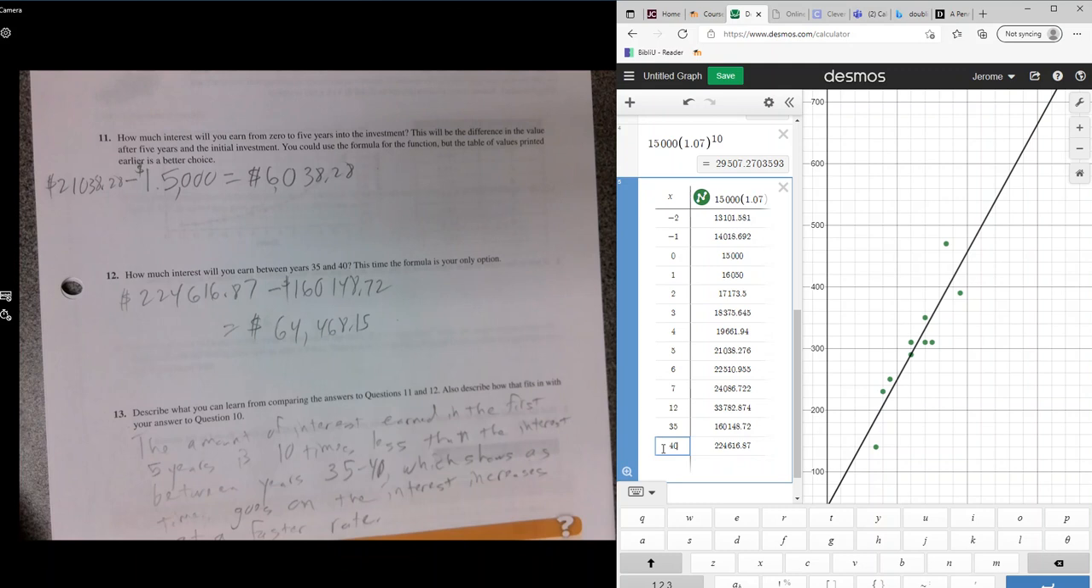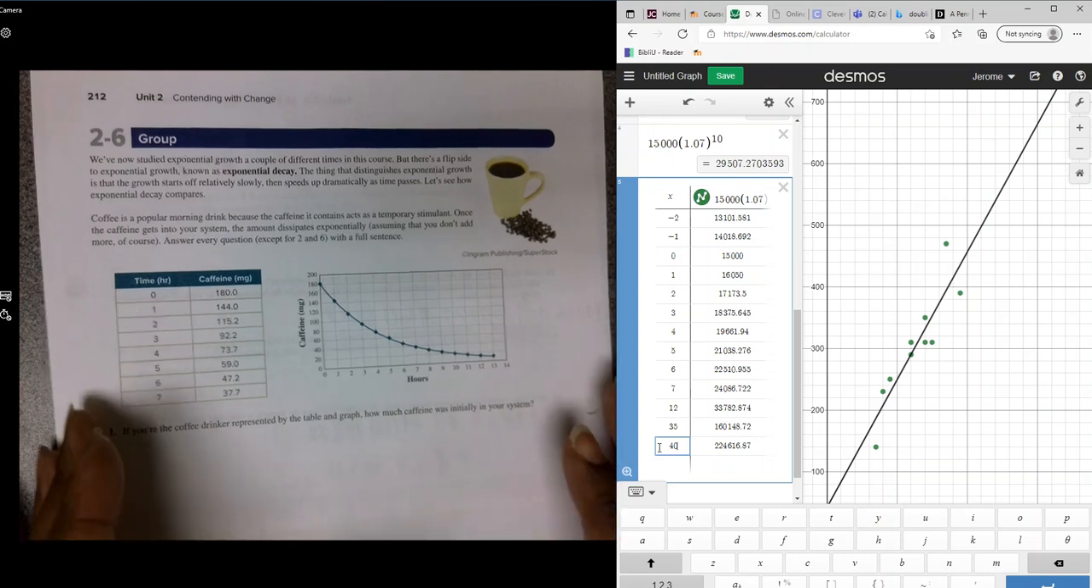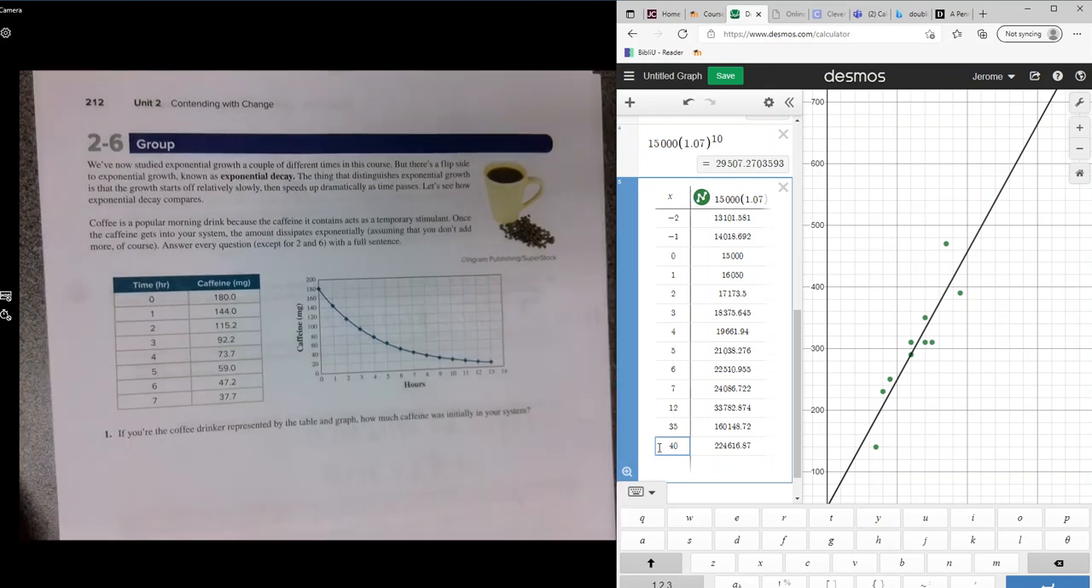All right, we move on here to the next few pages. Now, these next few pages, they're not that long. It's just a lot of reading, but it's not that bad. Okay, so it says we've now studied exponential growth a couple of different times in this course, but there's a flip side to exponential growth known as exponential decay. The thing that distinguishes exponential growth is that the growth starts off relatively slowly, then speeds up dramatically as time passes. Let's see how exponential decay compares.